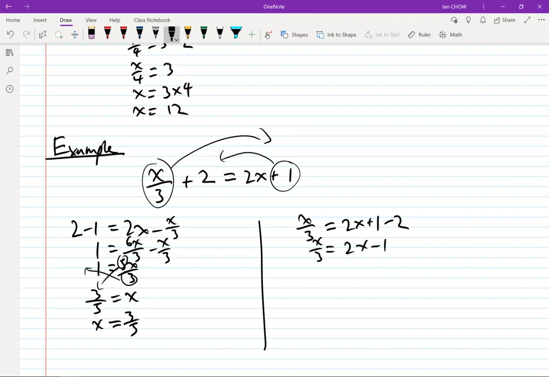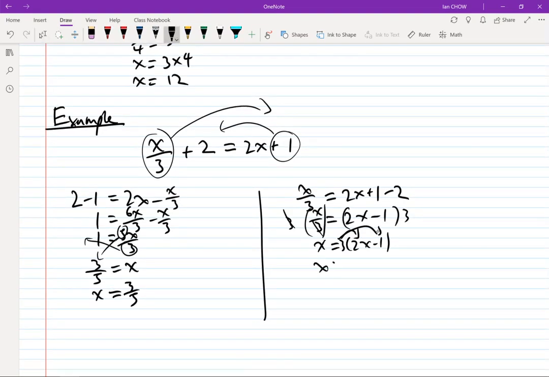And then what I'm going to do is I'm going to send the 3 at the bottom here to the top. Now what happens if I multiply both sides by 3 is it's going to be this whole term times 3 and this whole term times 3 as well. And then the 3 and the 3 will actually cancel out. So this will be x equals to 3 bracket 2x minus 1. I'm multiplying 3 to the whole side, 2x minus 1. And so once the 3 distributes into the bracket, x is equal to 6x minus 3.